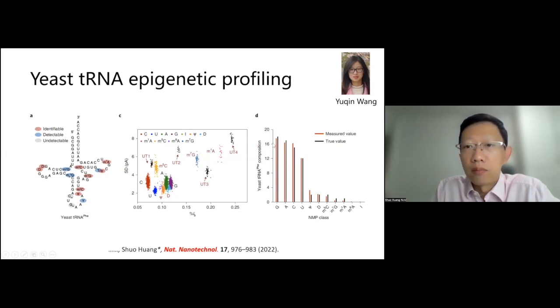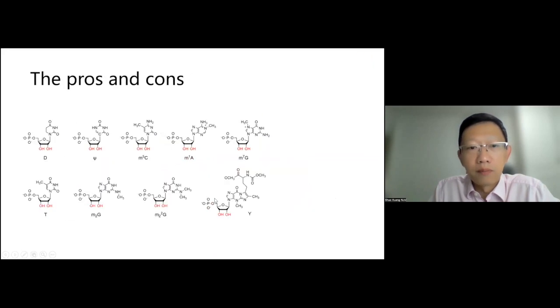And then we quantify them. It's very consistent with the RNA sequence of this tRNA sample. This is the true value and the measured value. They are very consistent. So basically, even though we can't sequence the RNA, we can actually quantify the RNA modification of this piece of standard sample in a very accurate manner.